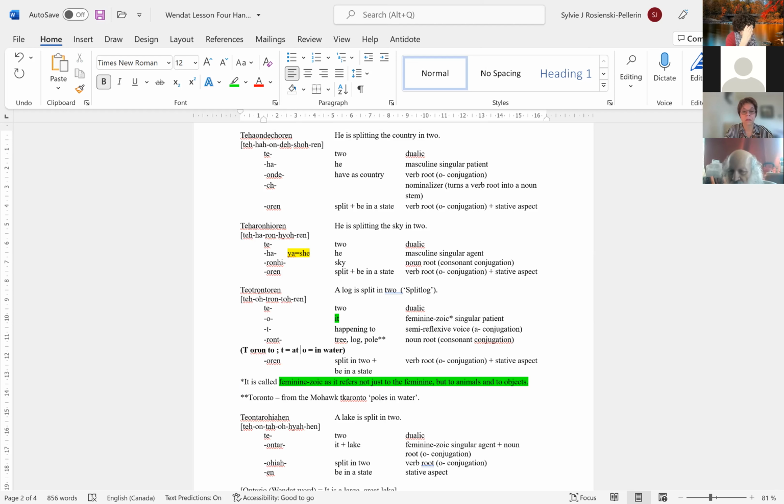Okay. Also, the stative aspect, I guess in English, we would have a stative aspect with the simple present rather than the present continuous. Yeah. So is the meaning closer to he splits the sky and he splits the country? Because splitting sounds like it might be punctual. Yeah, well, it can generally mean just being in a state. But if you wanted to say he has split the sky, then you use the punctual. I see.